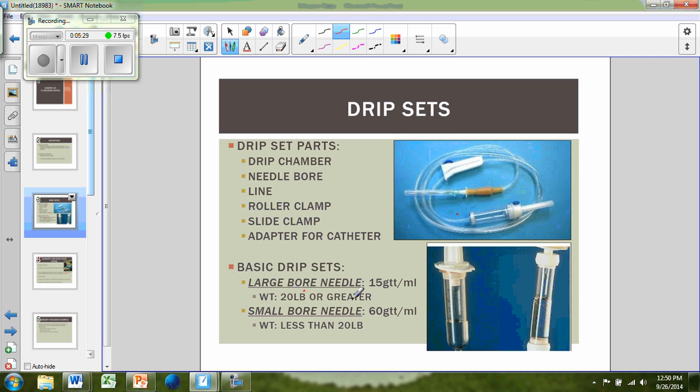If you have an animal that's 20 pounds or greater, heavier animals are going to be using this 15 drop per ml drip set. Okay, so again, the reason that we use the large bore needle and it's only 15 drops per ml is because you have a larger opening in this needle, so it doesn't take as many drops to make up 1 ml. Whereas this tiny little one, it's going to take a lot more drops to deliver 1 ml. And so we use that for our smaller animals.